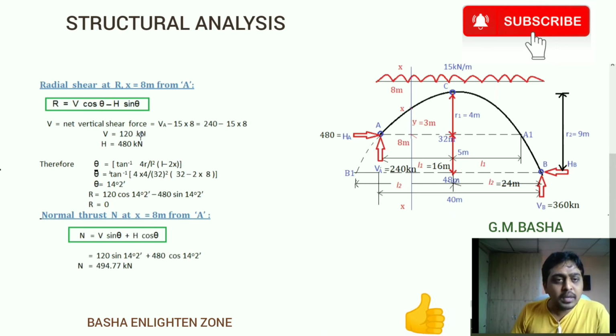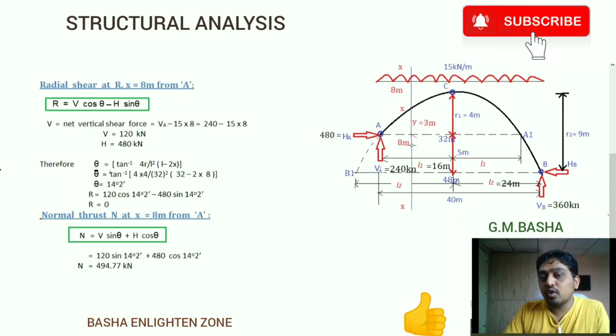So already in the last lecture we made this concept clear. Please follow that last lecture; first see that lecture and then come here. For making this video in less time, I will cover some topics very briefly. That is my request: please go and watch that video, then only will you clear the concept. Okay, see here, radial shear at x equal to 8 meters from the left support.